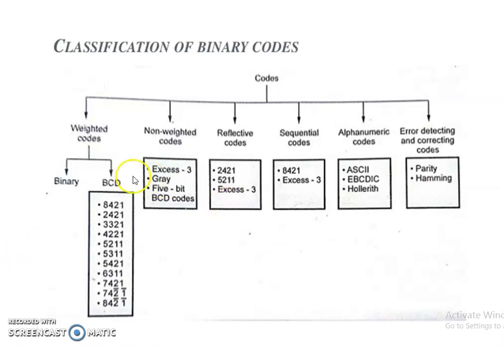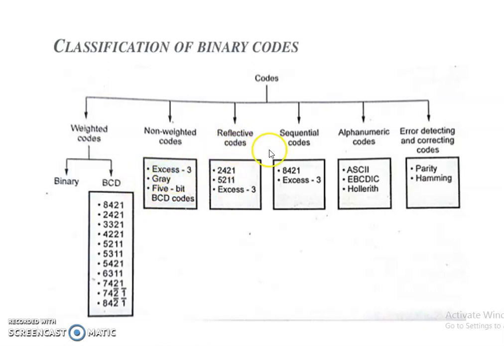Okay. Now next we discuss non-weighted code. What happens in non-weighted code? Non-weighted codes are codes in which positional weights are not assigned to every digit's position. It means that every digit position within the number is not assigned a fixed value. So XS3 and Gray code are the non-weighted codes.